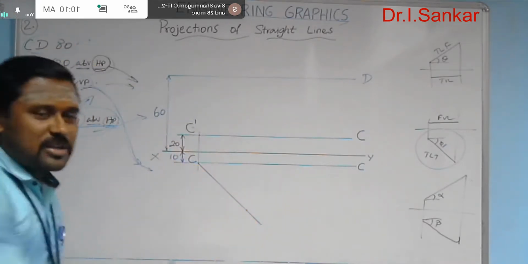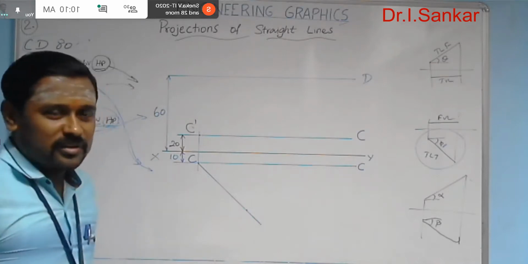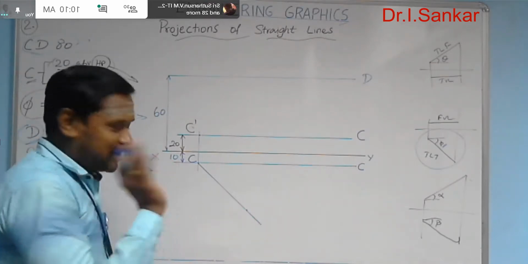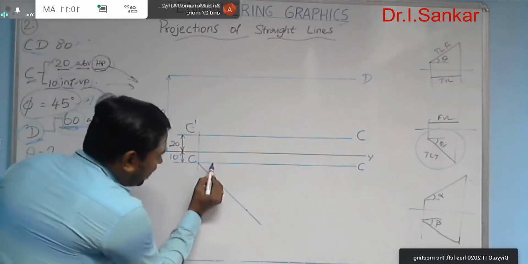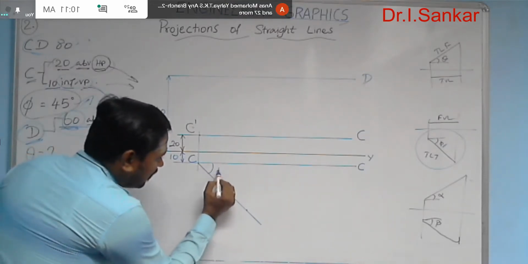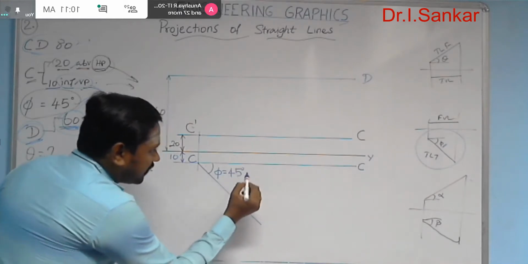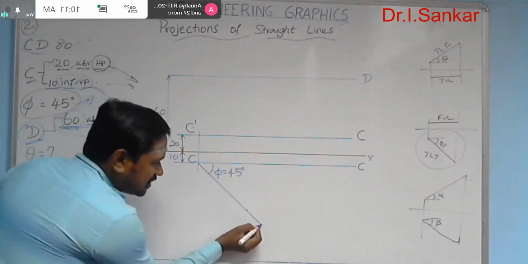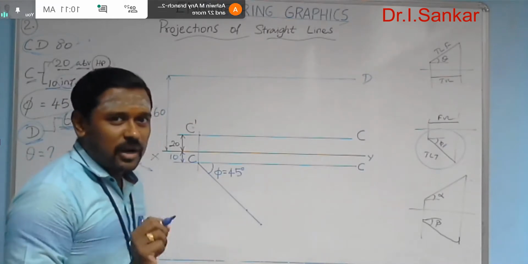Yes, I am considering this line length as 80 mm. Okay, just an approximate only. It's not exactly 80 mm, with some length I draw. And that inclination is nothing but given in the question as 45 degree.